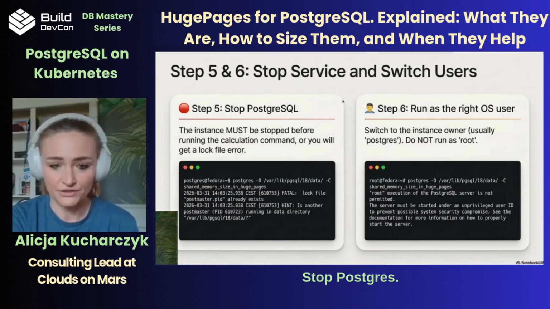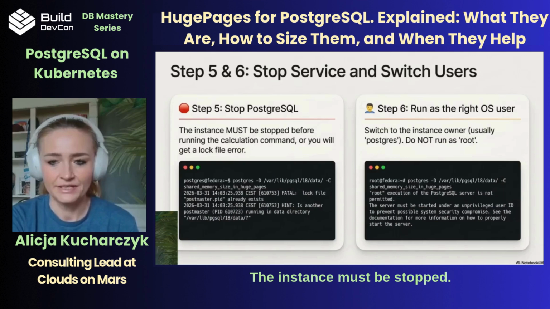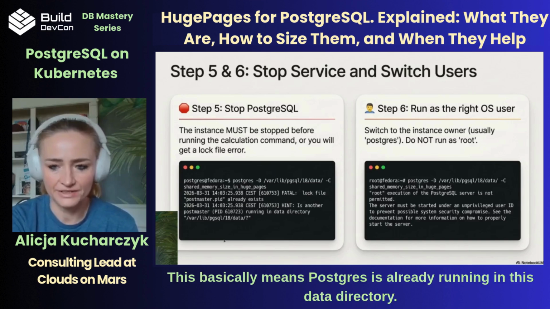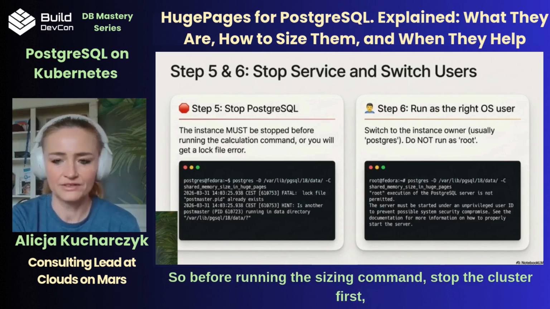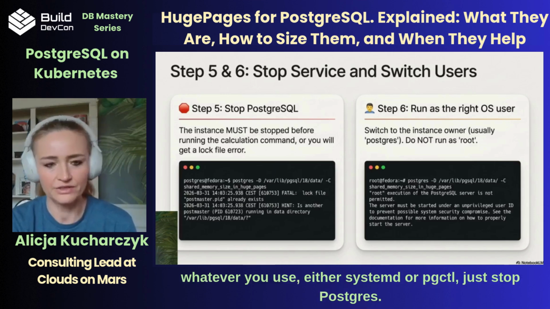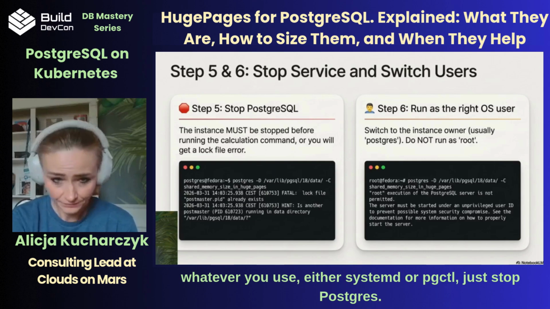Step 5. Stop Postgres. The instance must be stopped. If the instance is still running, you will get an error like this, saying that postmaster.pid already exists. This basically means Postgres is already running in this data directory. So before running the sizing command, stop the cluster first, whatever you use, either systemd or pg_ctl, just stop Postgres.